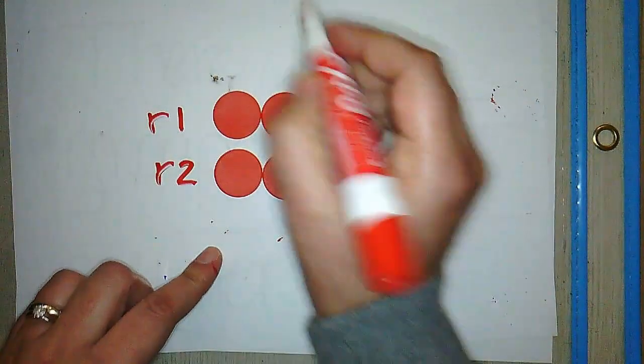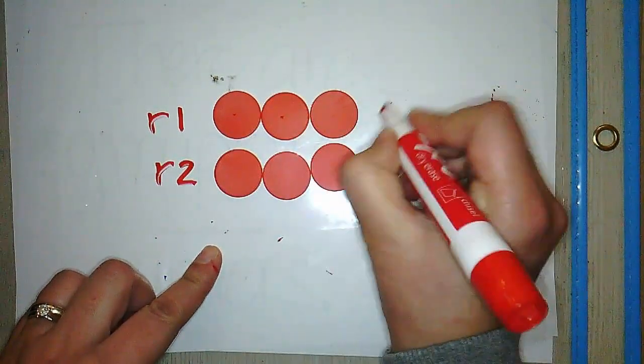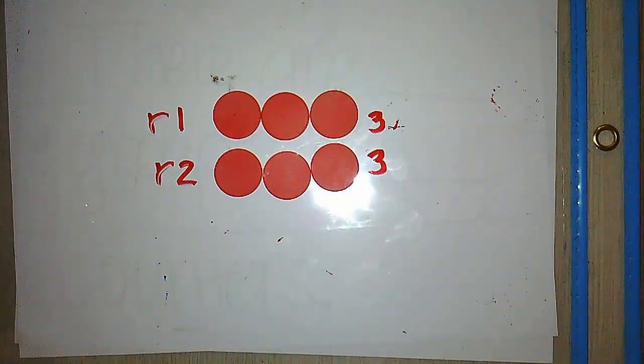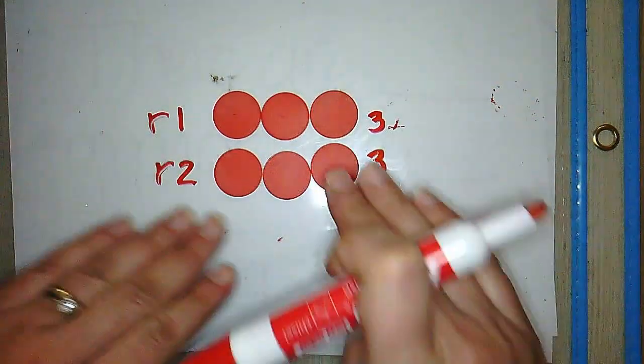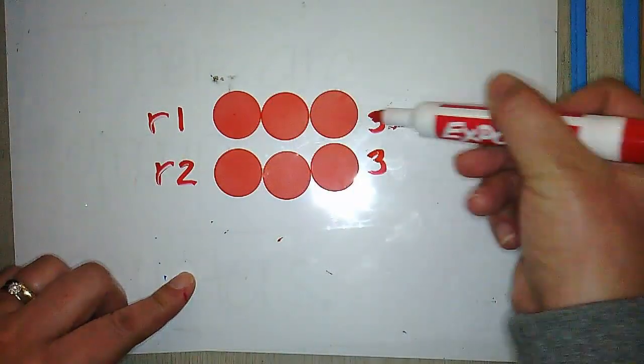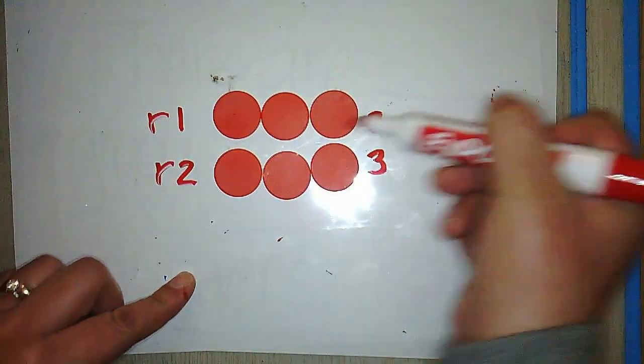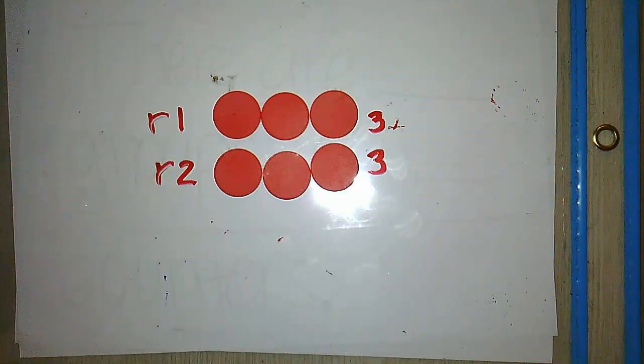Yes, 3. Watch. 1, 2, 3. And 1, 2, 3. There's 3 counters in each row, boys and girls. And how many rows are there? Yes, 2 rows, boys and girls. This is 1 row, and this is another row. So row 1, row 2.